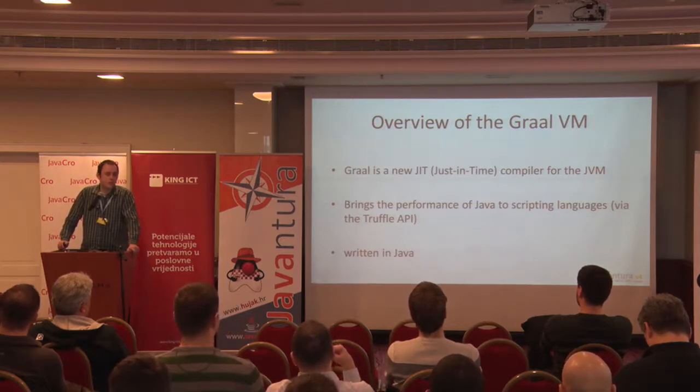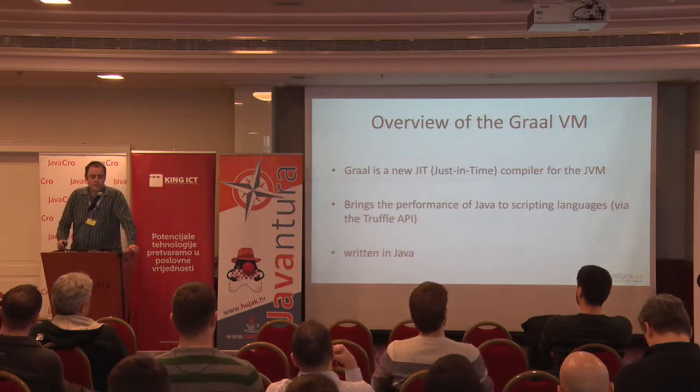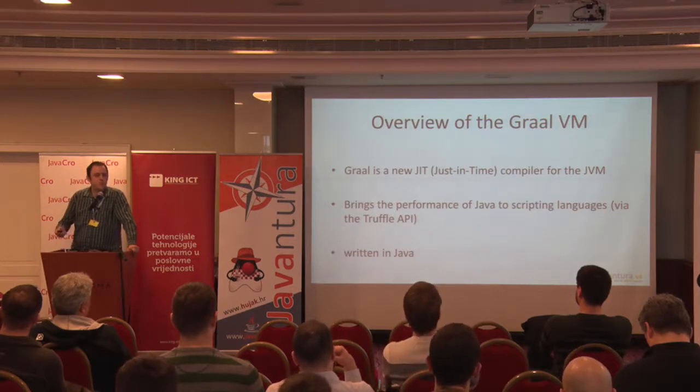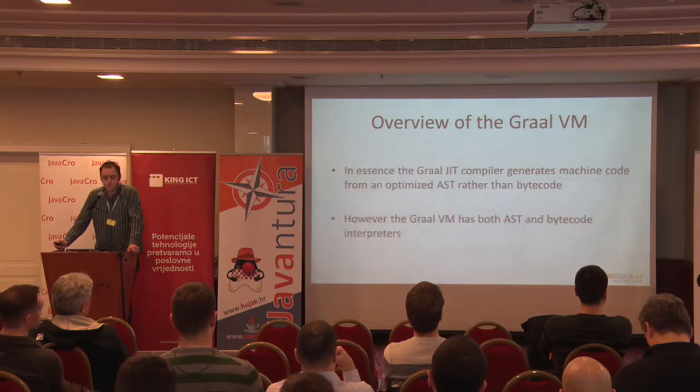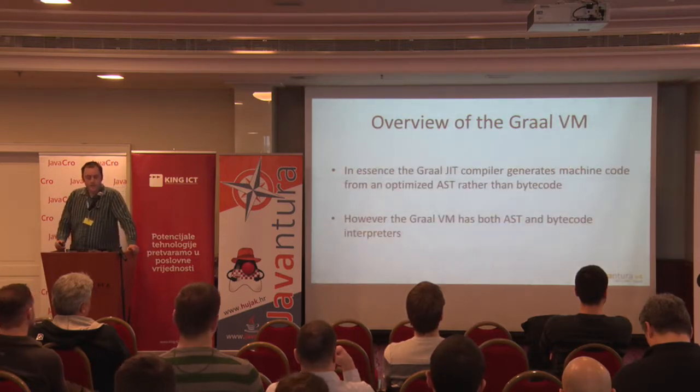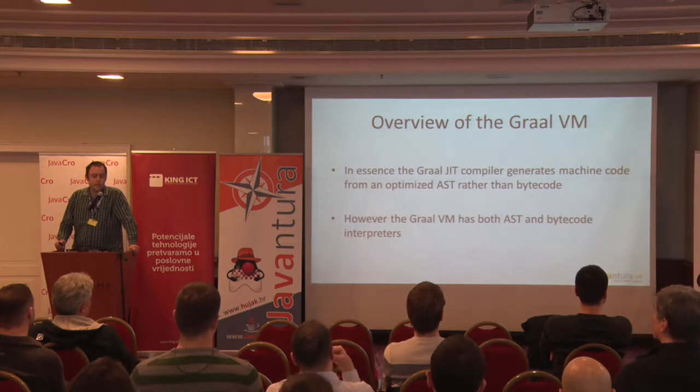So essentially, Graal works on a data structure that's represented in Java. And basically, it provides an API called Truffle that you as Java developers can use to implement your programming language. So if you want to implement a programming language in Graal, you need to be a Java developer. In fact, the Graal JIT compiler generates machine code from a different representation of the source code.